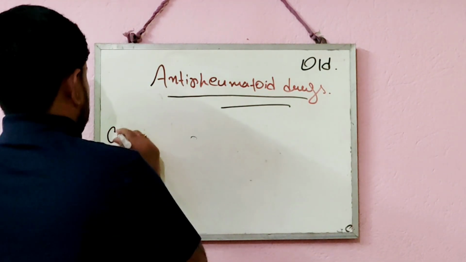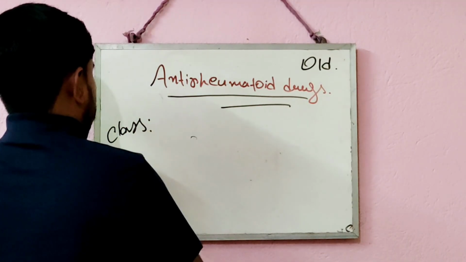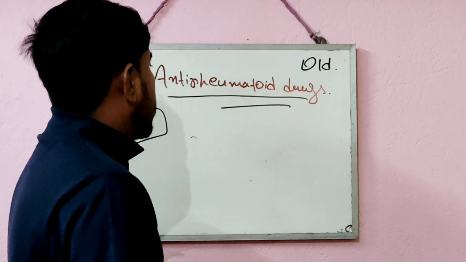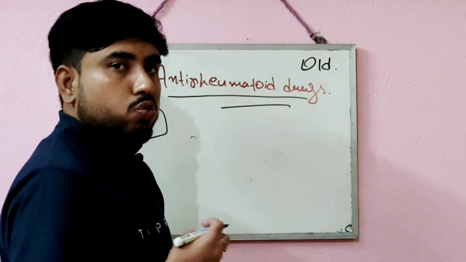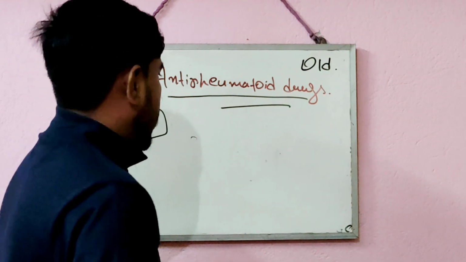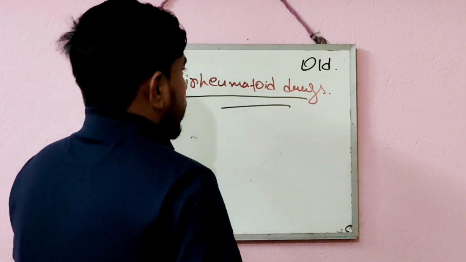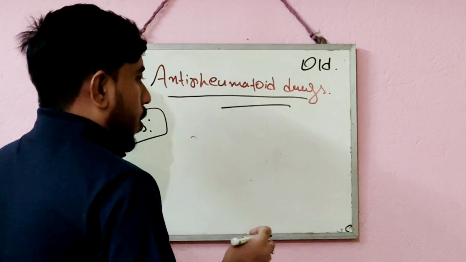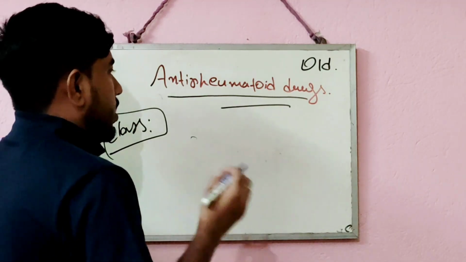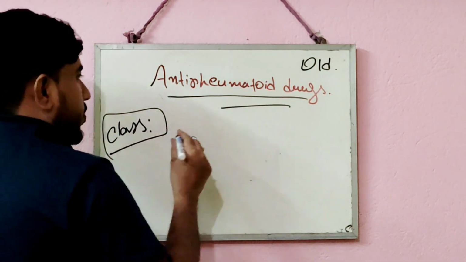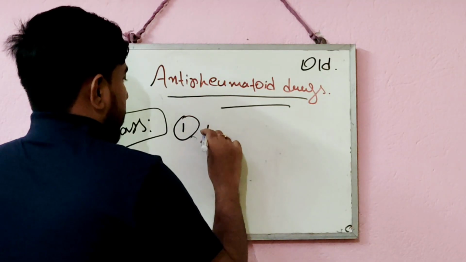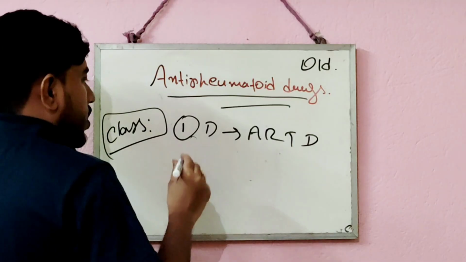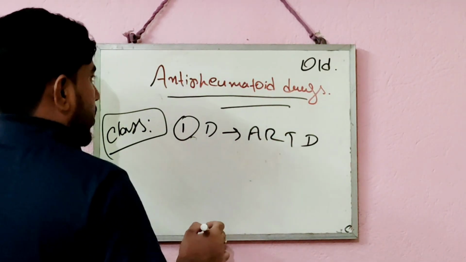Now we will go into the classification of anti-rheumatoid drugs. Here we will discuss the different classes of drugs that come under anti-rheumatoid drugs, which are used to treat arthritis in old age people. They are classified according to their action, that means their mechanism of action. The first class is disease-modifying anti-rheumatoid drugs.